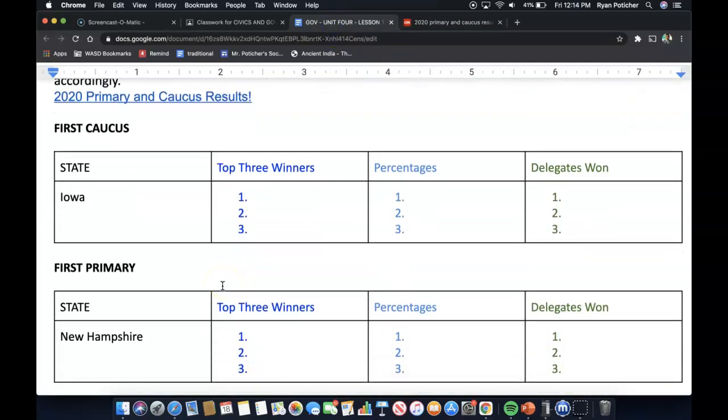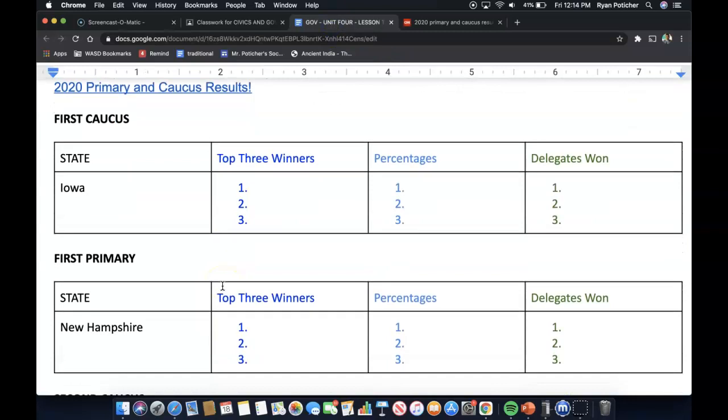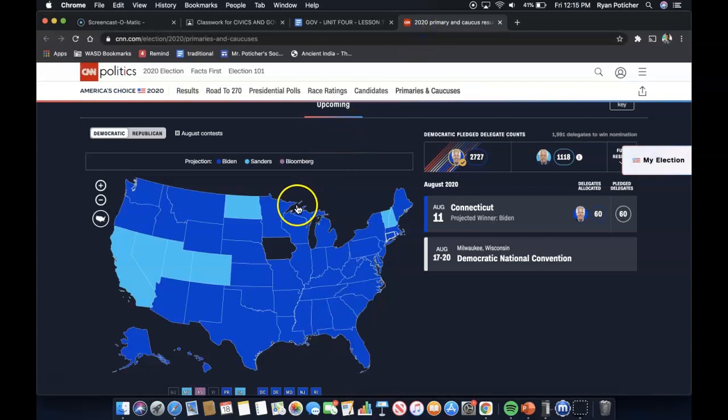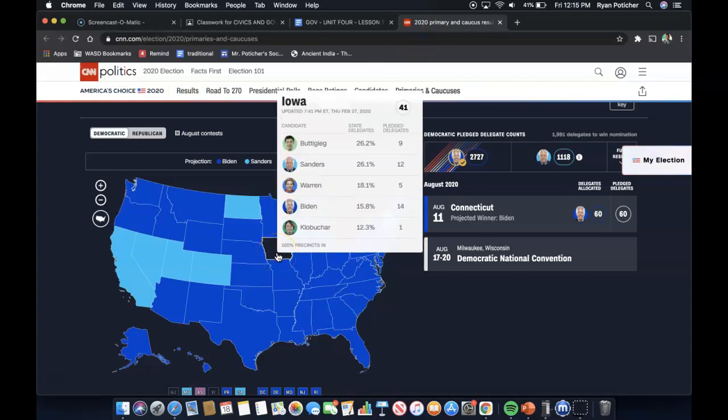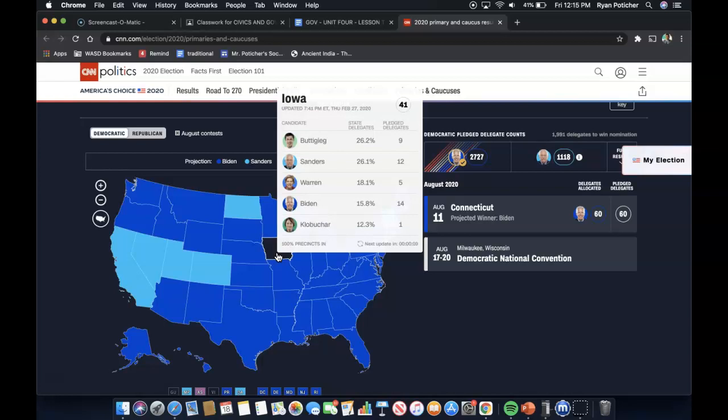Remember, I encourage you to press play and then pause at the correct parts here so you can fill in the chart. Let's start off with Iowa, which is the first caucus in our primary season. The Iowa caucus went down like this, so you should write this down in your column. In the left-hand column, please put Pete Buttigieg in first place, Bernie Sanders in second, and Elizabeth Warren in third.